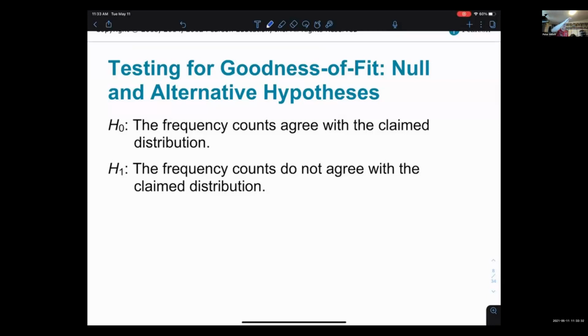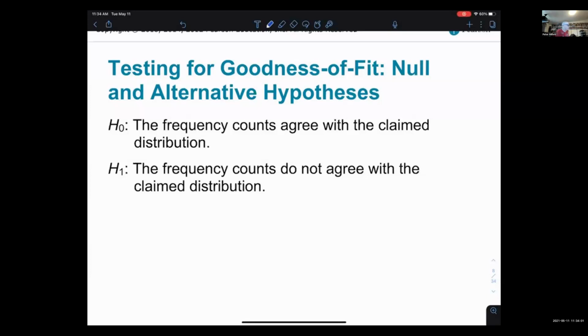And so we're going to have the null hypothesis that the distributed frequencies agree with or are equal to the expected frequencies. And then the alternative to that would be that they don't agree, that they're far enough different, so far not equal from what we expected to see, that it's hard to attribute that to chance, and that the claim is that the expected distribution is not actually valid.